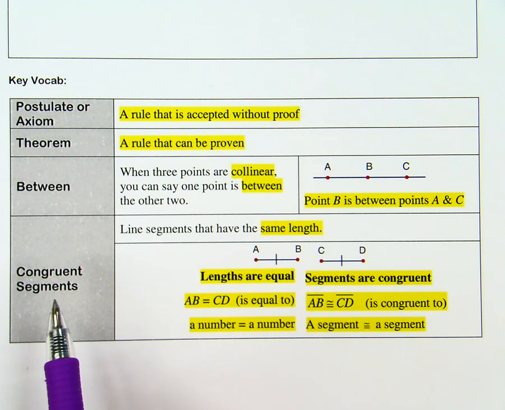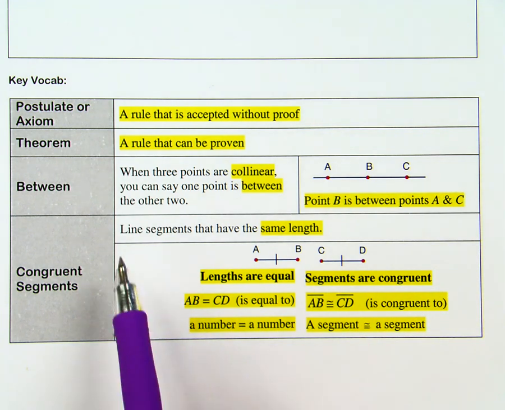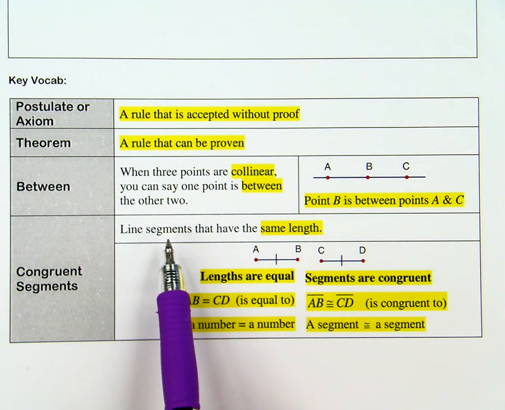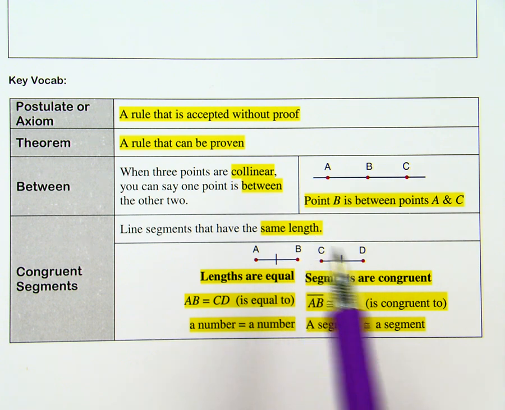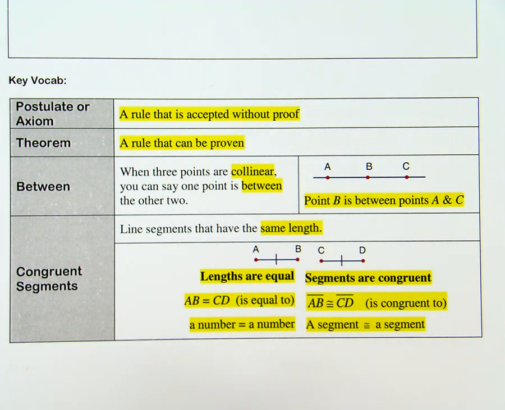Here's our big term for the unit, congruence. Specifically in this section, we're going to be talking about congruent segments. Now, congruence is an idea that is very similar to equality. In fact, we define congruence using the idea of equality. We say that two line segments are congruent when they have the same length. So if we measure these two segments and we find out that they're both, say, 2 centimeters long, since their lengths are equal, we can say that the segments are congruent.